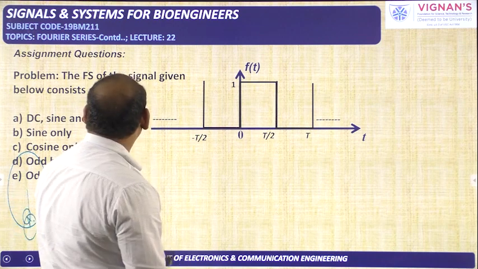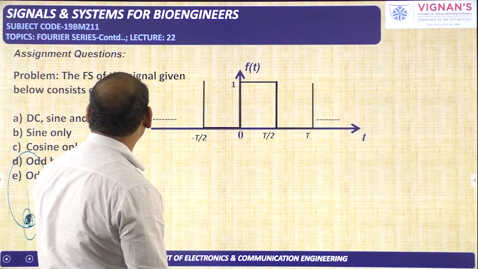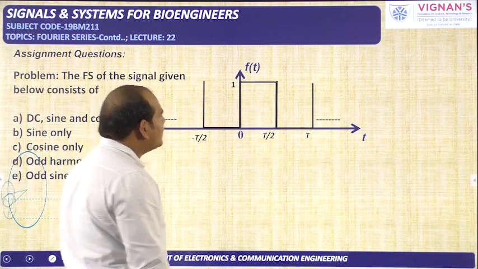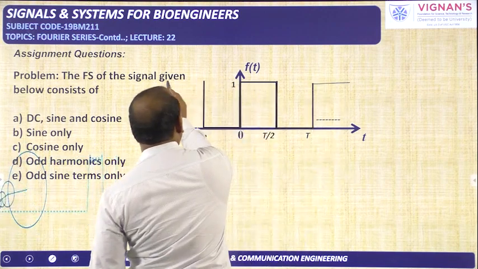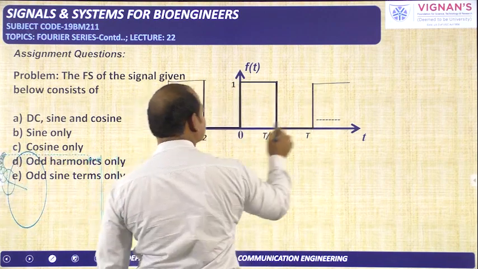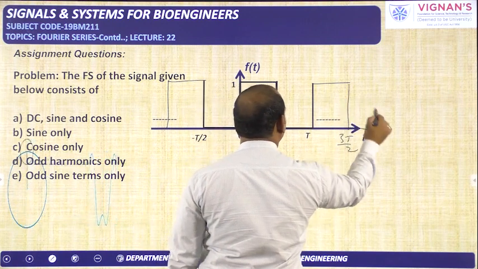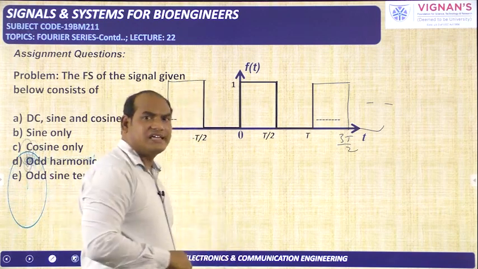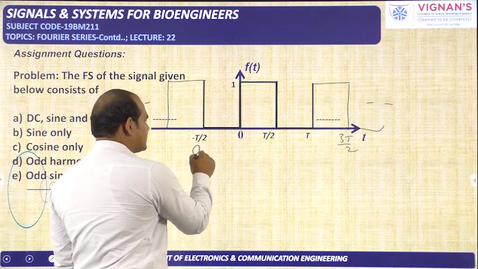Now, the next one is an assignment question. The Fourier series of the signal given below consists of, again the same type of question. So here a square wave is given. It is like this actually, 3T by 2, and it is continuing like this. The signal is totally above the x-axis. That means it has a positive DC. Remember that one. By seeing it itself we can tell.